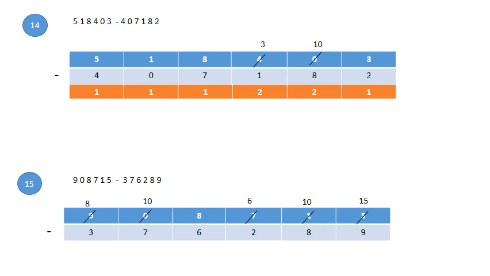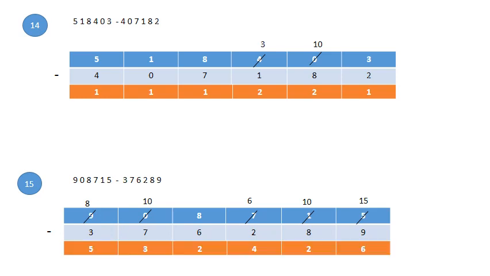10 minus 8, 8, 9, 10, 2. 6 minus 2, this is very simple. 4. Come to next. 8 minus 6, 6, 7, 8, 2. So your answer is here 2. 10 minus 7, 7, 8, 9, 10. So your answer is here 3. And 8 minus 3, 5. So your answer is, just check.